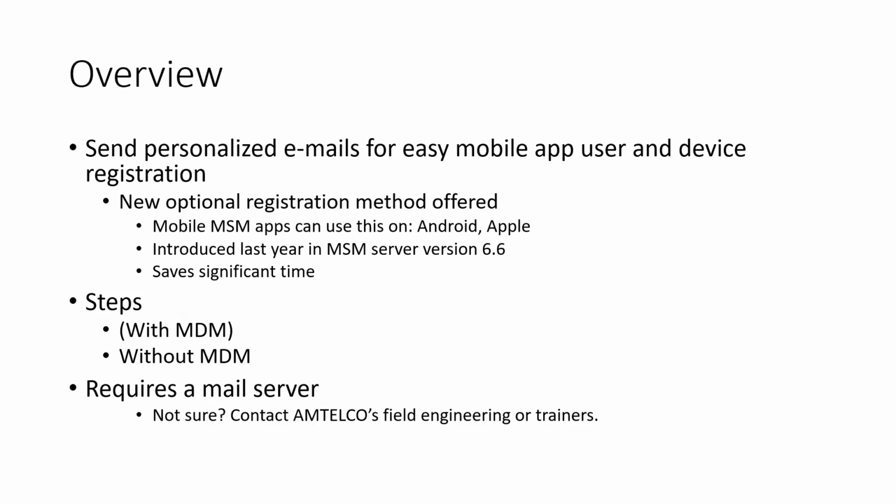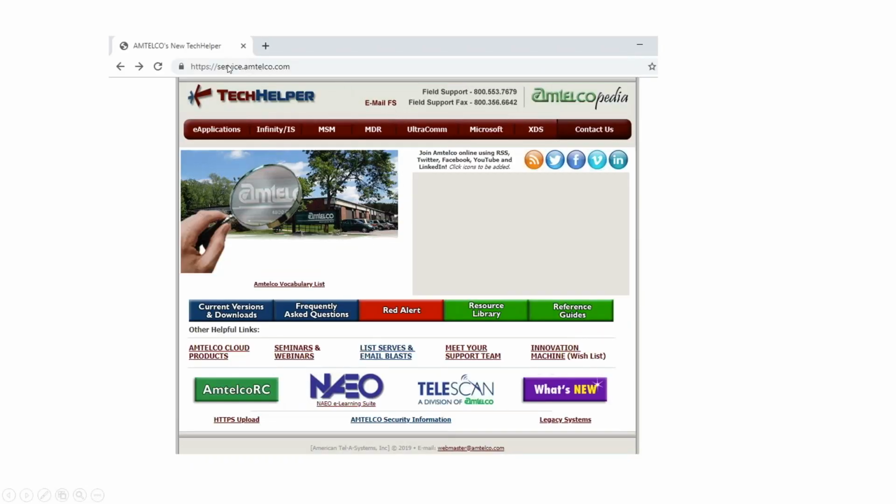First of all, let me back up and show you a document that I'm going to be referencing heavily and looking at myself. It is found on Tech Helper. If you go to service.amtelco.com, you're going to be asked to log in with your customer ID and PIN. And then there's this MSM header in the nav bar. So, quick, easy access. Just click on that.